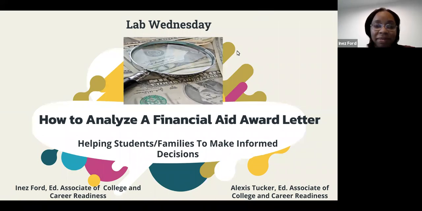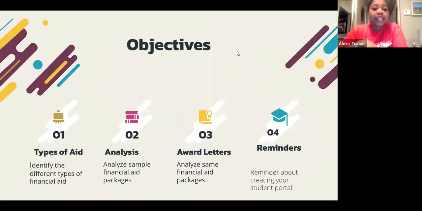All righty. So our objectives today, we're going to talk briefly about types of financial aid, identifying the different sources of financial aid funding for college. We're going to analyze some sample financial aid packages so that you can get familiar with the language and the form. We're going to look at some award letters, and then we're going to talk about what's coming up next.